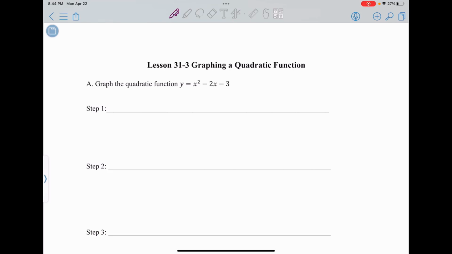Hi everyone, and welcome to this lesson 31.3, graphing a quadratic function. In order to graph a quadratic function, we need to know three things: the axis of symmetry, the vertex, and the x-intercepts. Let's start by finding the axis of symmetry. So step 1, find the axis of symmetry using the equation x equals negative b over 2a.